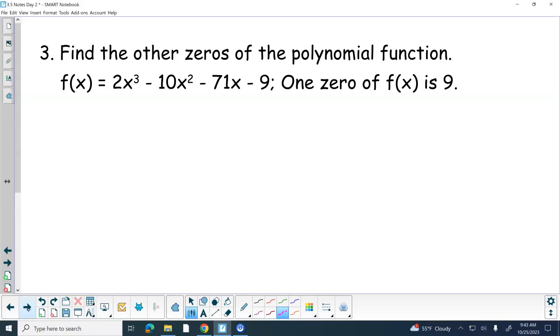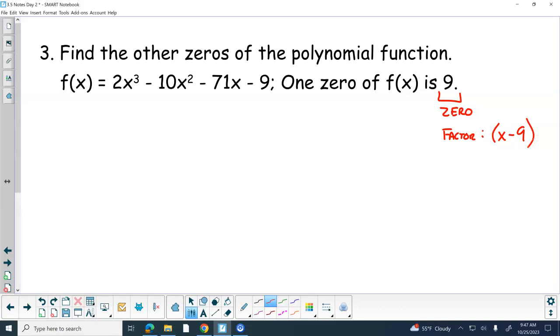Find me, how many zeros do we need total? We need 3 total zeros because we've got a degree of 3, right? So I gave you 1. How many do you have to find? 2. Find them for me. Go. So if 9 is my 0, what is my factor? If 9 is a 0, what's my factor? You got it. x minus 9. Yep. Okay. So if 9 is a 0, x minus 9 is my factor.